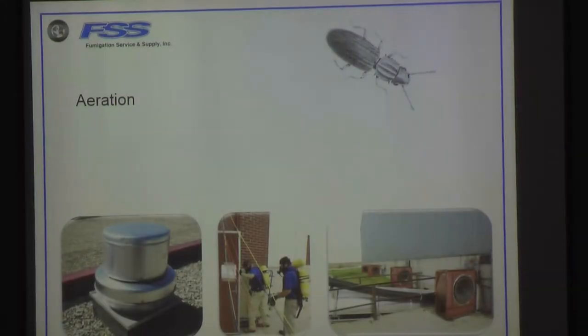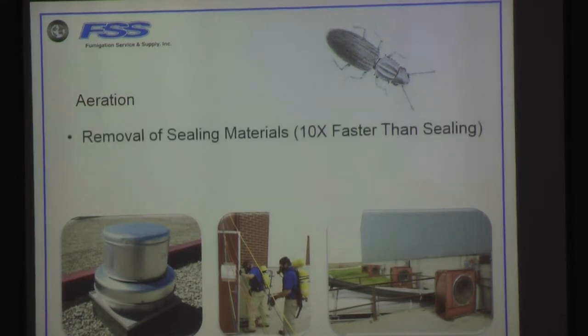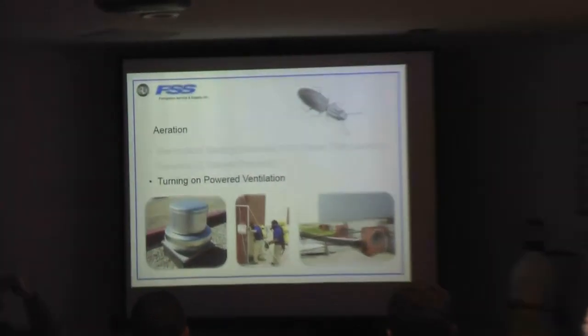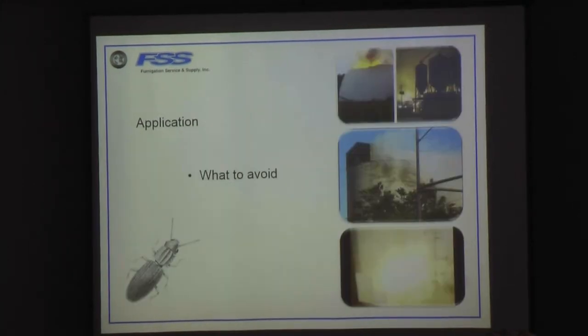And then we come to aeration. Removing the sealing materials is at least 10 times faster than putting it up. It does require 2 trained persons to enter the structure, knowing your facility intimately, where to turn on powered ventilation, and so forth. Certainly what we want to avoid is any incident that's going to make us get the negative publicity that we don't want. This is a popcorn facility, popcorn storage structure fires. This is a grain bin fumigation. And this is an example of the explosiveness of phosphine. This was just phosphine gas in high enough concentrations that it spontaneously ignites.